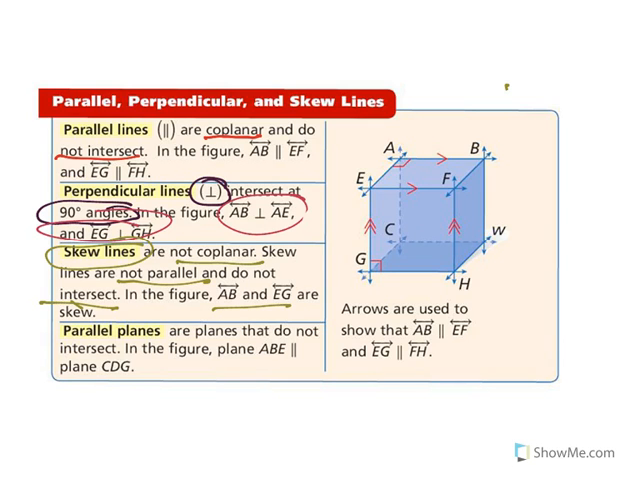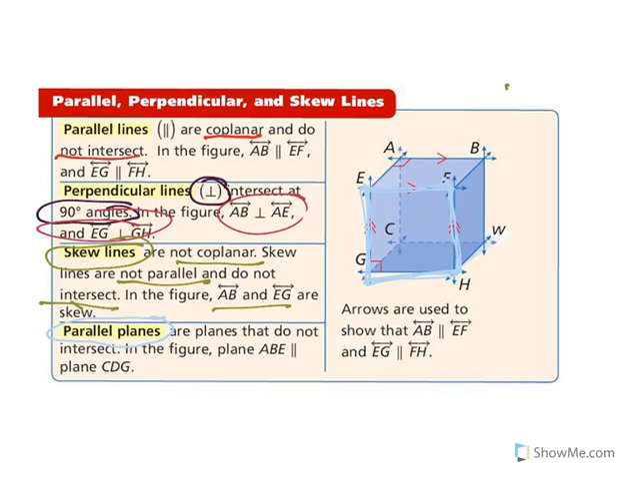So then we talk about parallel planes. Remember, a plane is a flat surface. A flat surface is a plane. To talk about parallel planes, I think it's easier to talk about real life things. The walls in the classroom here, the front and the back wall are parallel. They face each other. And then the two side walls are parallel. The floor and the ceiling are parallel planes.